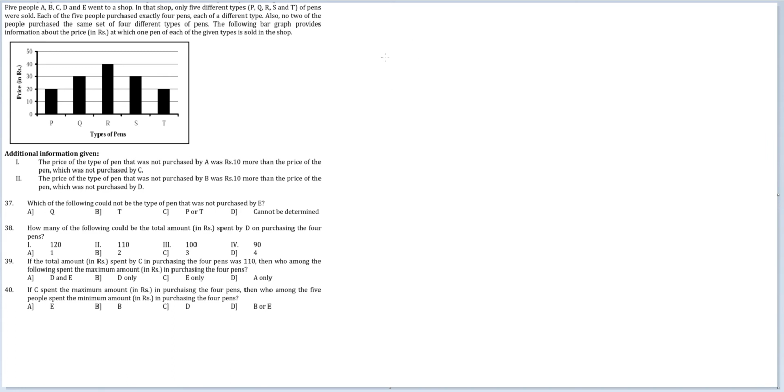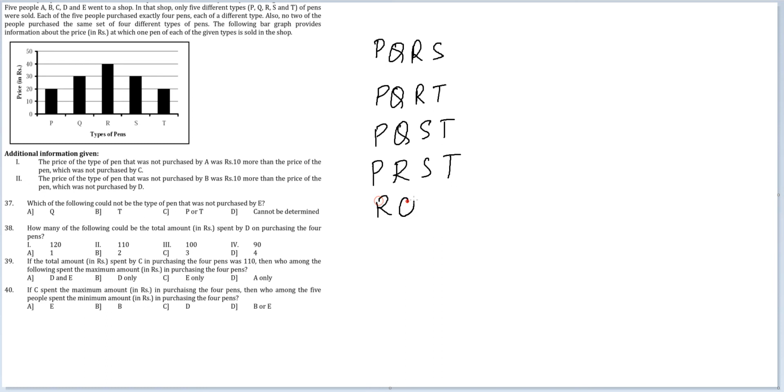So the groupings that people could have purchased were PQRS, PQRT, PQST, PRST, and RQST. Okay, and somebody who's buying PQRST is not buying T, PQRT is not buying S, is not buying R, is not buying Q, and is not buying T.